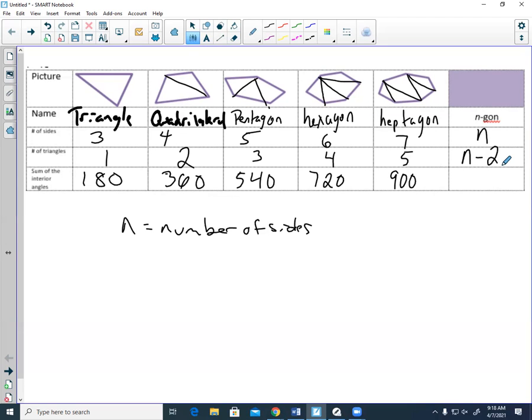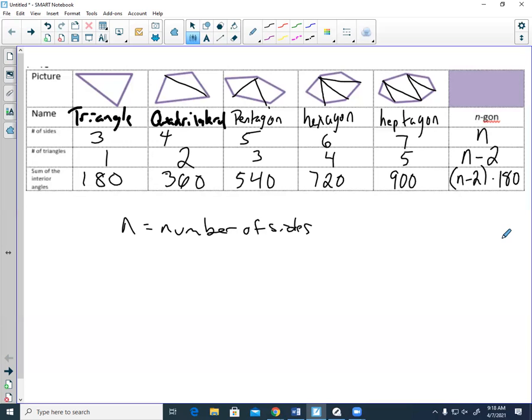So instead of adding 180 three times, would it be possible for me to multiply 3 times 180? Instead of taking 4 and going 180 plus 180 plus 180 plus 180, could I do 180 times 4 and get 720? 180 times 5 and get 900. So if I want to figure out how many degrees there are in any shape, I'm just going to take n minus 2, which is the number of triangles, right? And I'm going to multiply that by 180. So your formula for figuring out how many degrees there are in any shape is going to be n minus 2, where n is the number of sides, times 180.